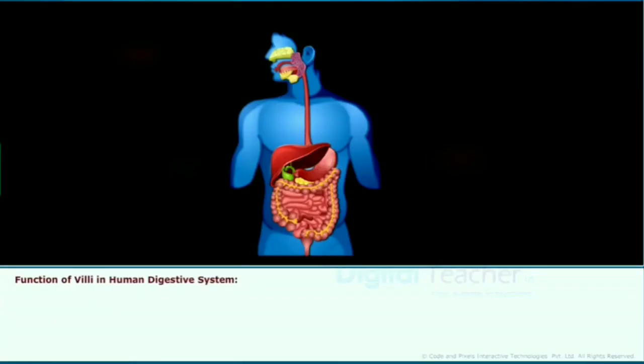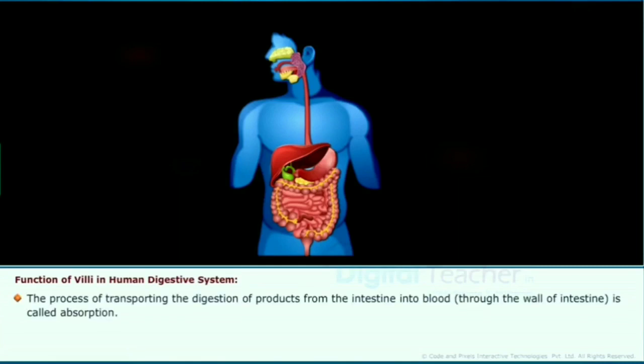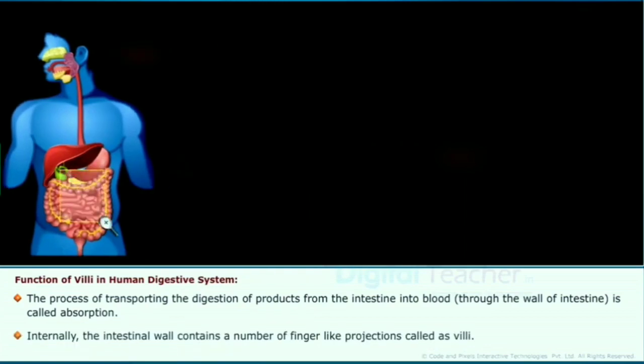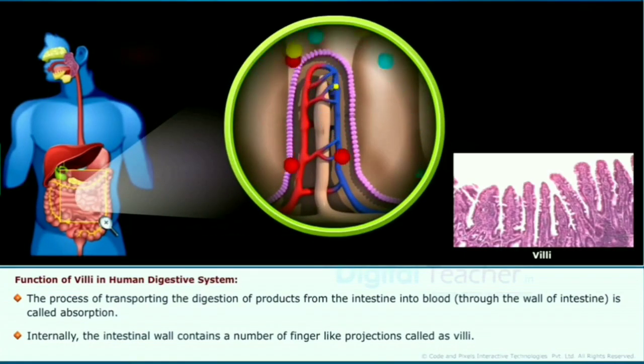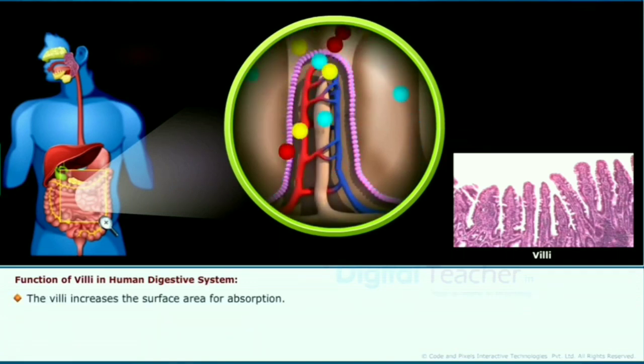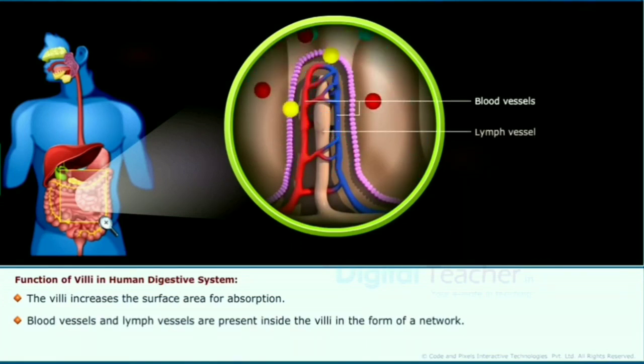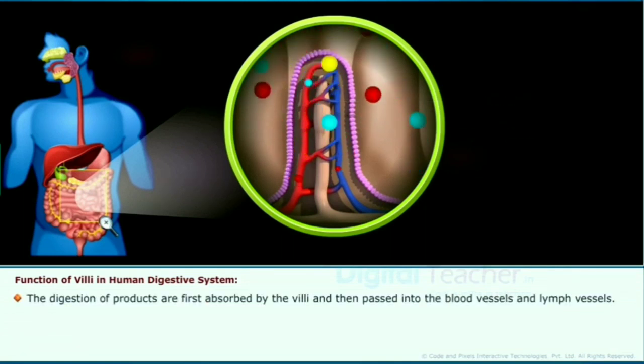Let us learn the function of villi in the digestive system. The process of transporting the digestion products from the intestine into blood through the wall of intestine is called absorption. Internally, the intestinal wall contains a number of finger-like projections called villi. The villi increase the surface area for absorption. Blood vessels and lymph vessels are present inside the villi in the form of a network. The digestion products are first absorbed by the villi and then pass into the blood vessels and lymph vessels.